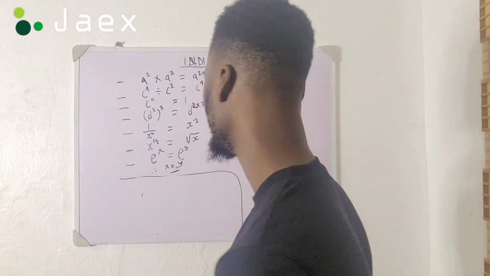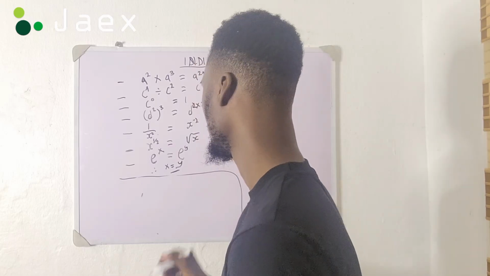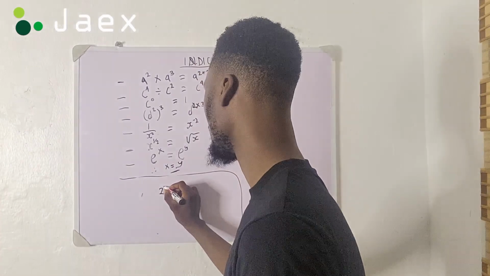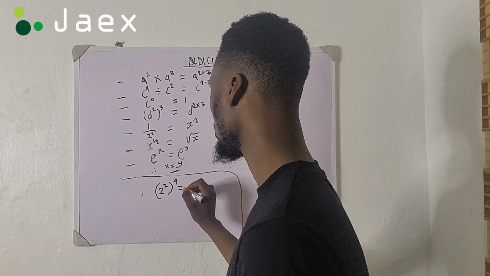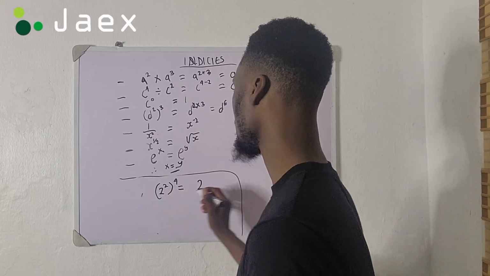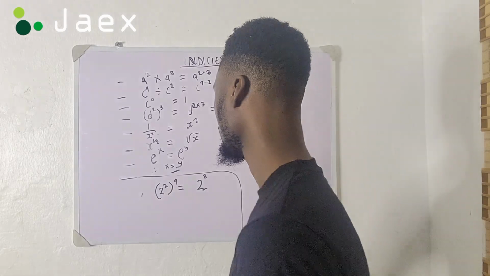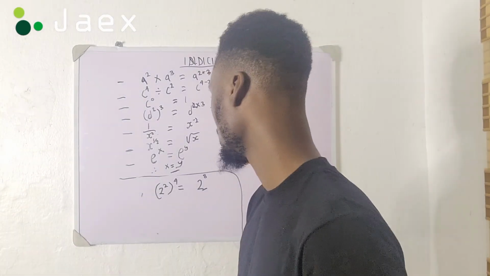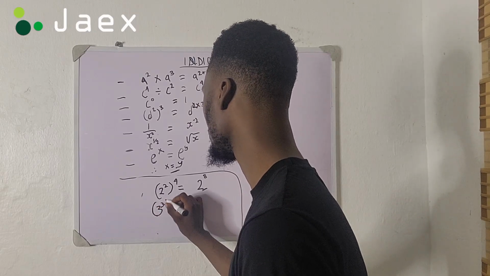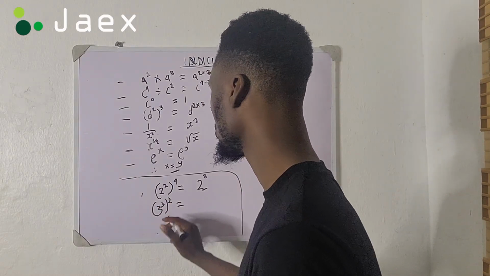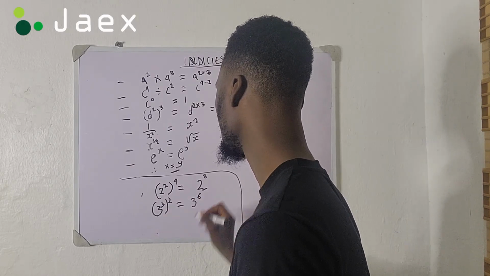Then the next law we have here is when you have a power outside another power. If you are given 2 raised to power 2, all in brackets, raised to power 4, this is also equal to 2 raised to power 2 times 4, which will give you 2 raised to power 8. So if you take another example, 3 raised to power 3, all in brackets, raised to power 2, this is equal to 3 raised to power 3 times 2, which will give us 6.